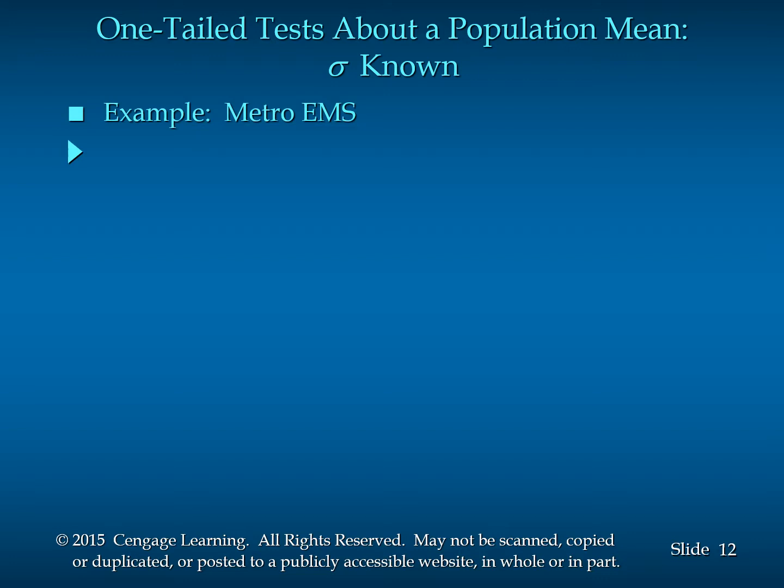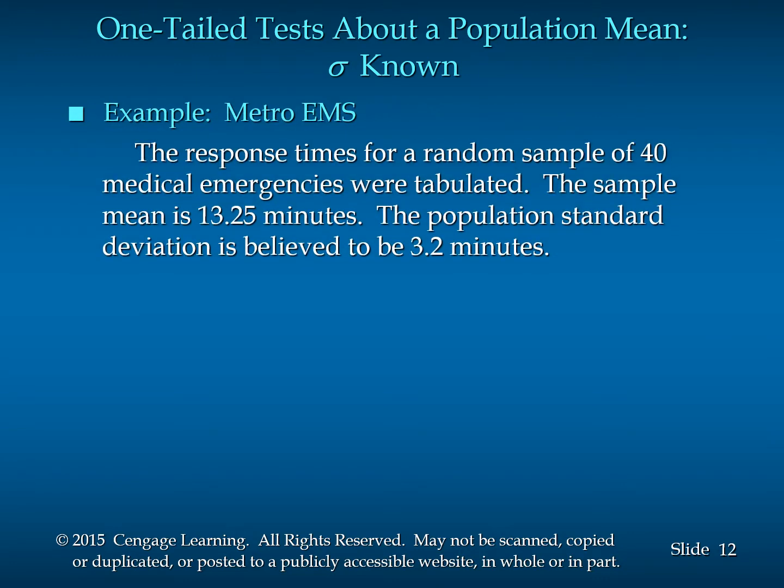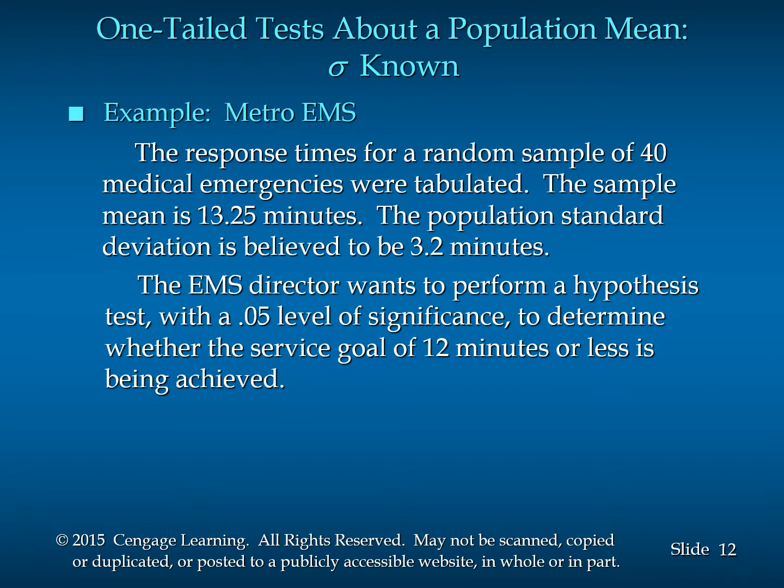It's important to go through an example. In this case, we are given the sample mean of 13.25 and a population standard deviation of 3.2. We want to test with a 0.05 level of significance, in other words, a 95% confidence level, to determine whether the service goal of 12 minutes or less is being achieved. Now, as I read this situation, I'm told about a goal less than or equal to 12 minutes, which would imply that this would be the null hypothesis.